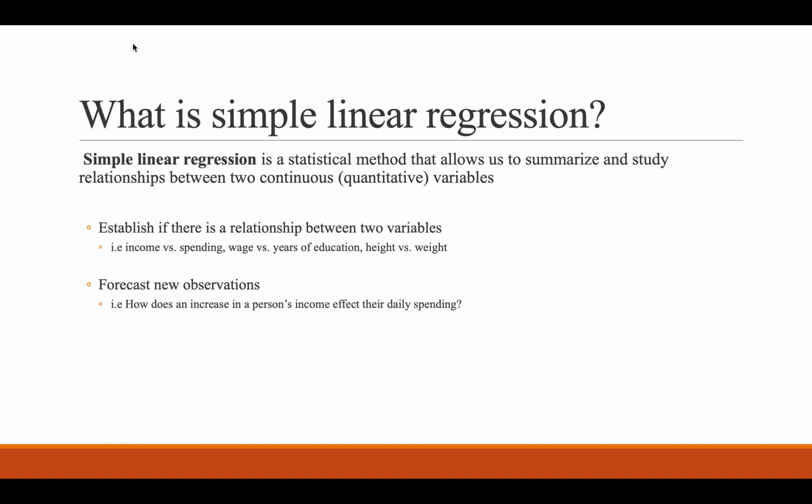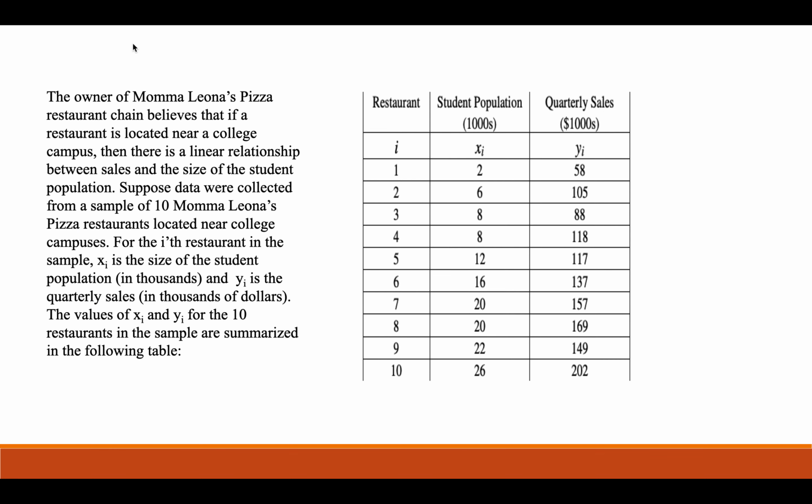The second objective of simple linear regression is to utilize this information to forecast new observations. For example, we could ask, how does an increase in a person's income affect their daily spending? And use a simple linear regression model to answer this question effectively.